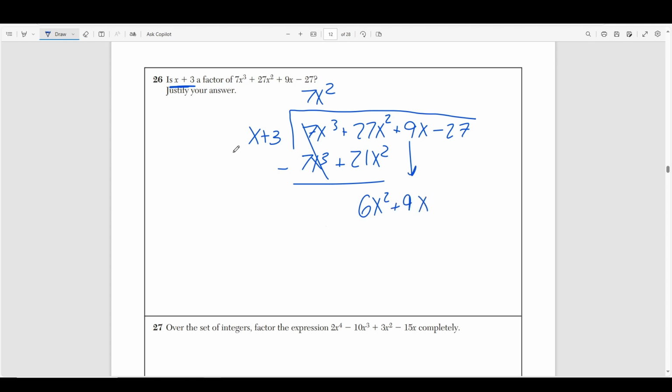Okay, now how many times does x go into 6x squared? Well, it's going to go in 6x times, okay? 6x squared divided by x is going to be 6x. That's what it means. So x times 6x is 6x squared. 3 times 6x is going to be positive 18x. Subtract these. 9x minus 18x is negative 9x. Carry down the minus 27.